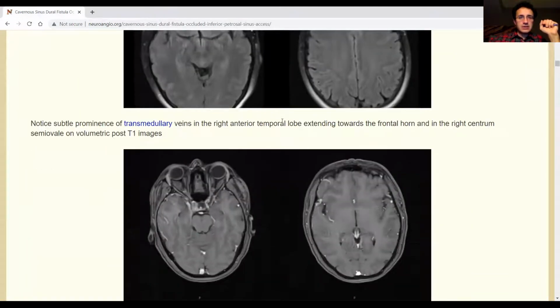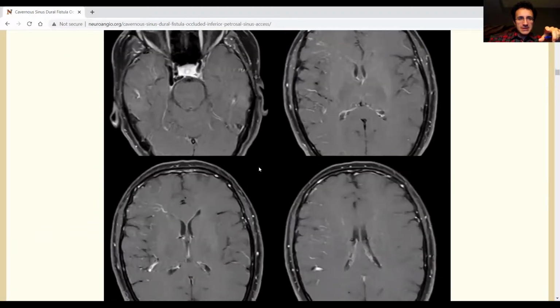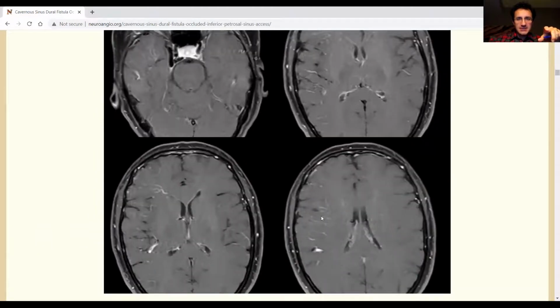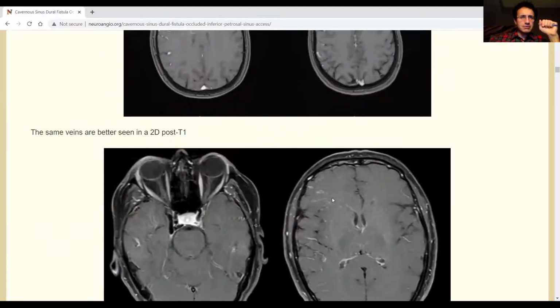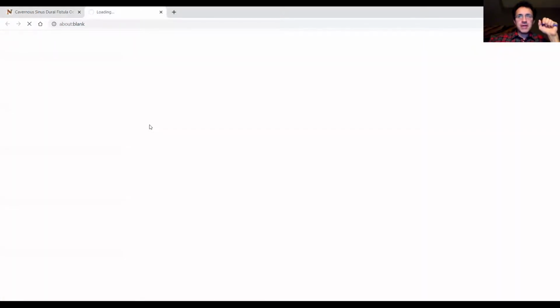Now, when we look at this post-contrast T1, we're going to see something interesting. As we not infrequently see, we see some of these veins. You see these transmedullary veins that are somehow participating in something involved in this fistula that we will see later. And so that takes us to the transmedullary veins page.